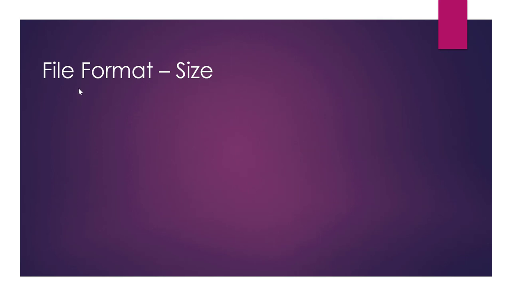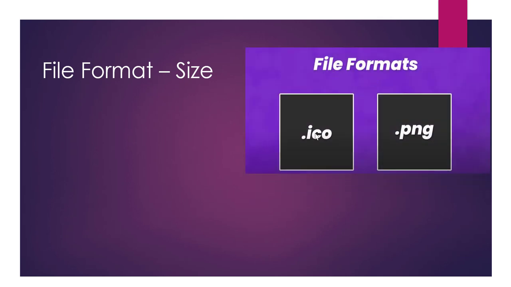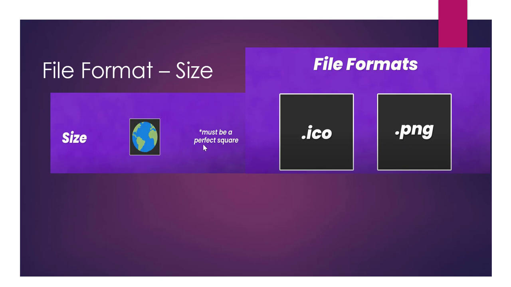Before preparing a Favicon, we need to know about the file format and size. The file format of Favicon is favicon.ico and .png. We can use an ICO file or a PNG file for Favicon, and the size must be a perfect square.